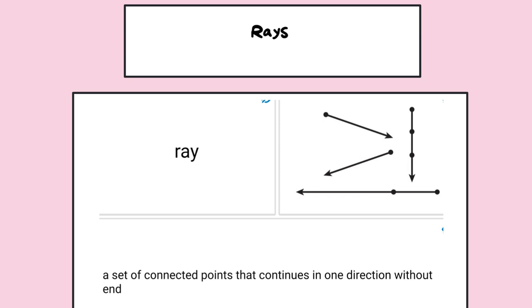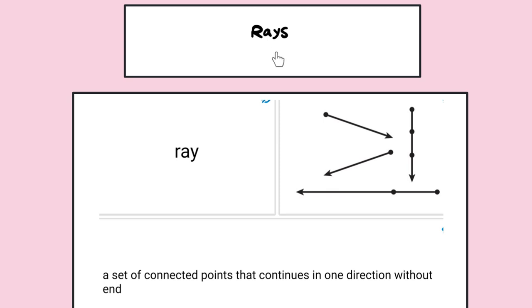Next, we're going to be going over rays. A ray is a set of connected points that continues in one direction without end. So unlike a line segment, we do have one endpoint, but the other end goes on forever. Our arrow here indicates that.